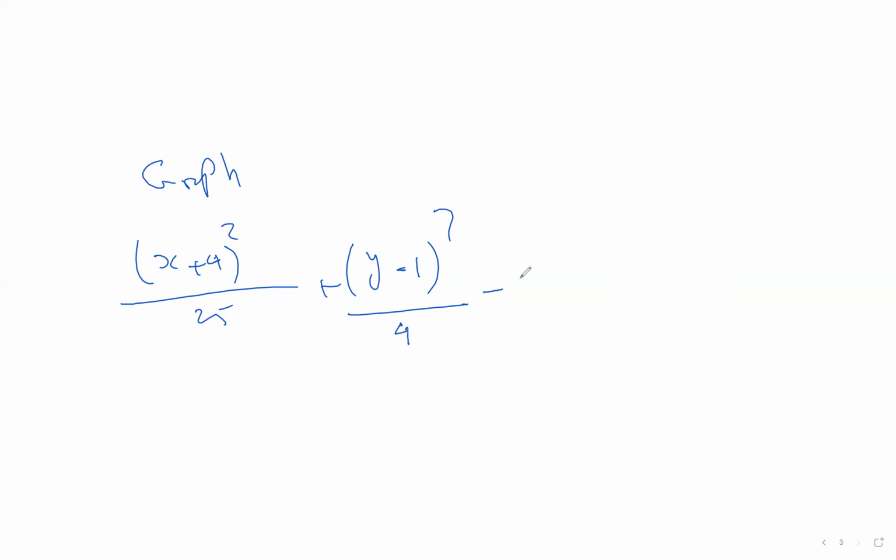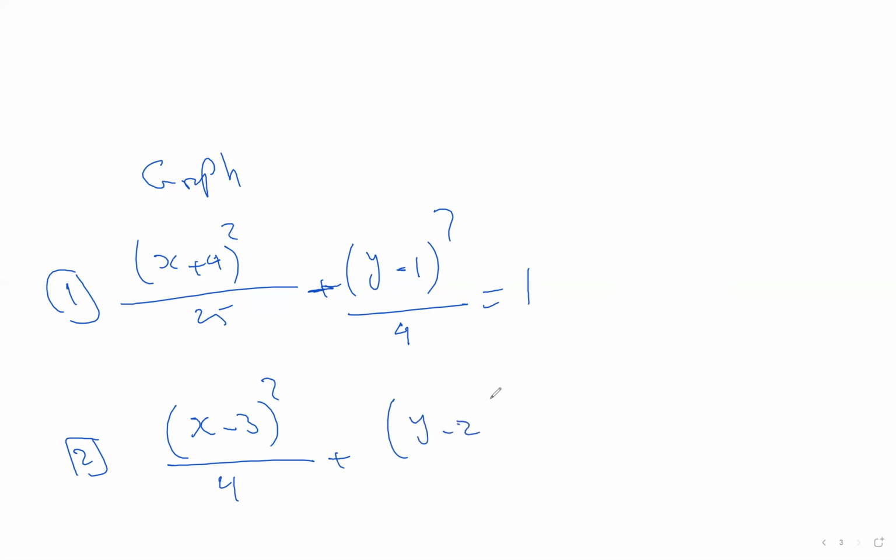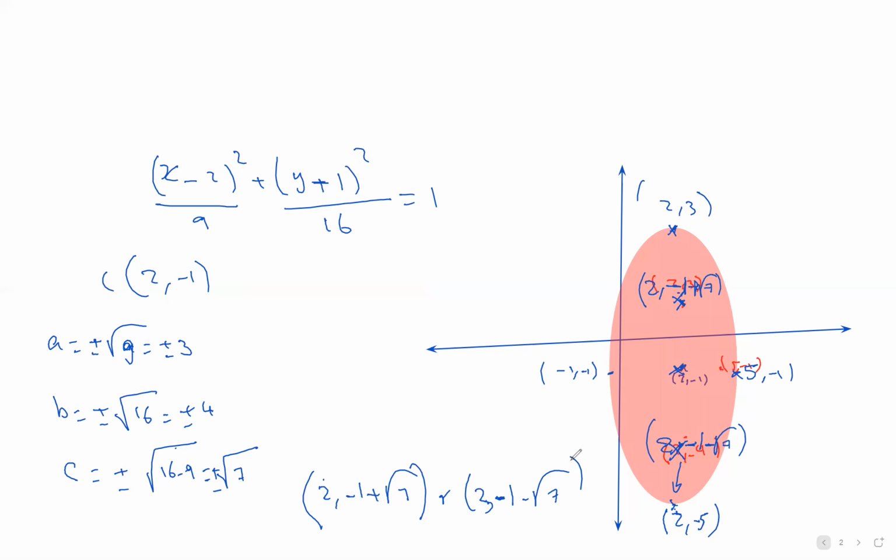Graph (x + 4)² over 25 plus (y − 1)² over 4 equals 1. This is number 1. And number 2, (x − 3)² over 4 plus (y − 2)² over 36 equals 1. Okay, I'll show you the slides again if you need.